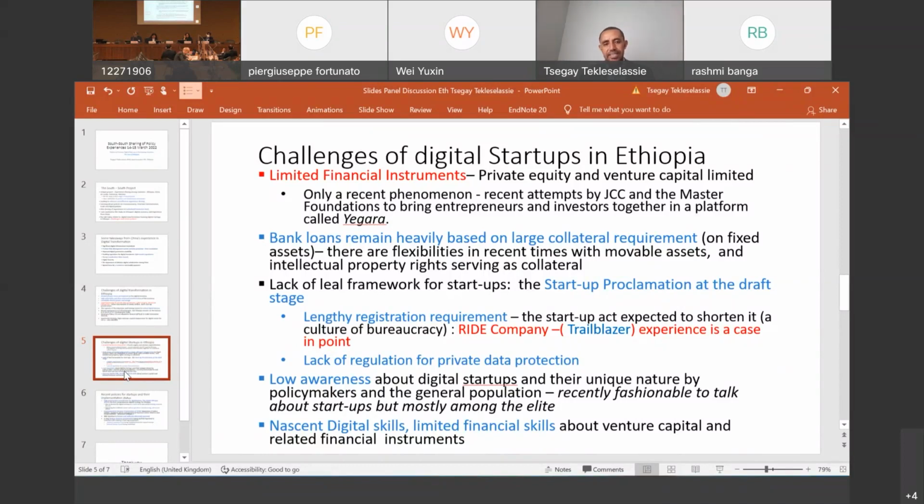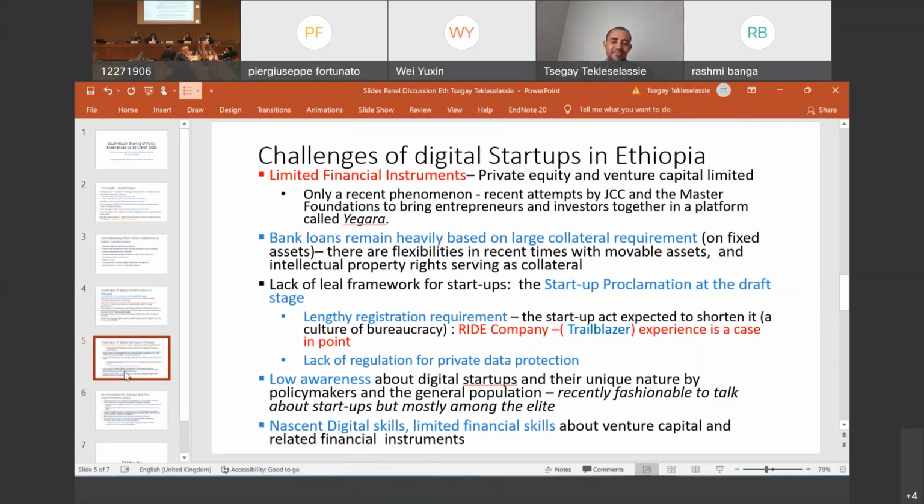And also, as I mentioned earlier, there is a lack of regulation for private data protection, cybersecurity, and the like. This will definitely slow down the growth of startups unless we address it in time. And overall, there is low awareness about digital startups and their unique nature among policymakers, especially at lower levels, and also among the general population.